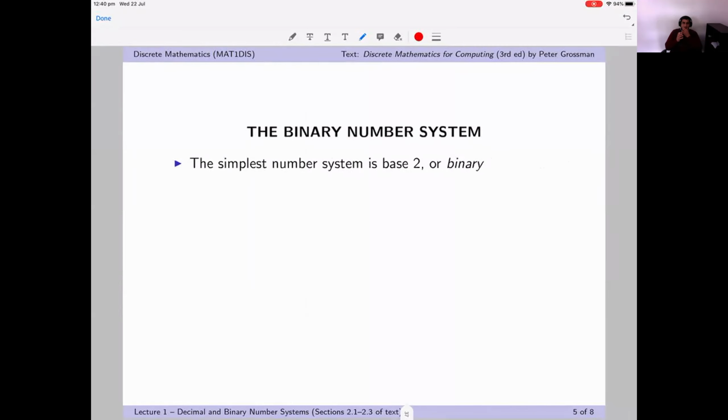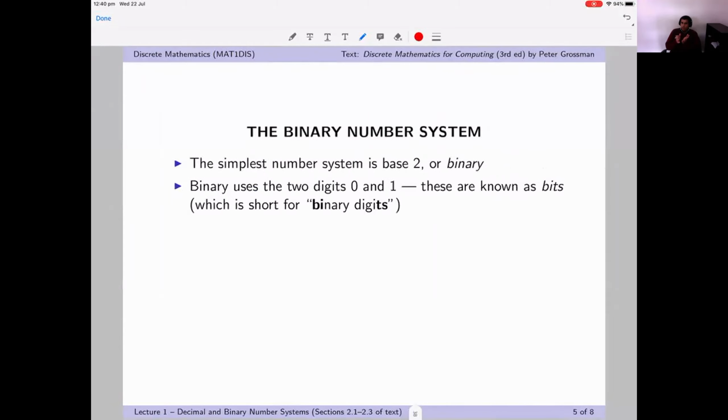What is the binary number system? This is the simplest number system. It's base 2. Base 2 means you're only allowed 2 digits in it, either 0 or 1. These are known as bits, which is short for binary digits. BI comes from binary, and TS comes from digits, to make bits.